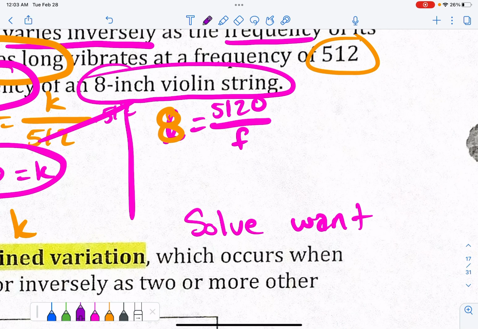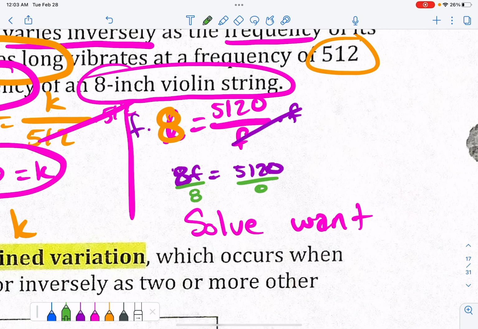Well, all right, how do I get F out of here? Well, what I can do is I can multiply by F to the other side, right? So F times 8 is 8F equals 5120, right? Like that's how that works. I can multiply that F to the other side. And then if I want to get F by itself, I could then just divide by 8 and get the 8 to the other side now. And F will be 5120 divided by 8. And I'm going to do that with a calculator. Hold on just a second. 5120 divided by 8, and that is 640 is the frequency for that one.